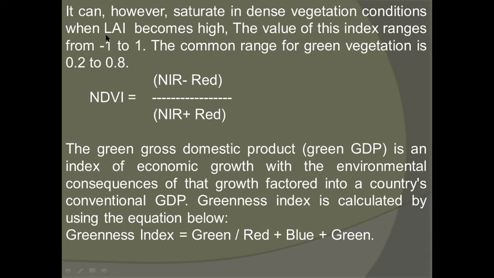When leaf area index becomes high, the value of this index ranges from -1 to 1. The common range for green vegetation is 0.2 to 0.8. Normalized difference vegetation index is equal to infrared minus red divided by infrared plus red.